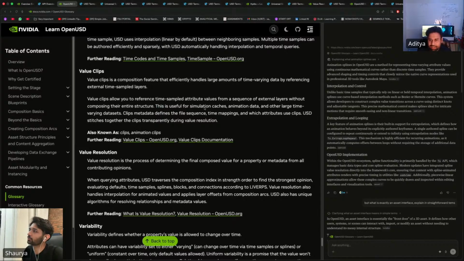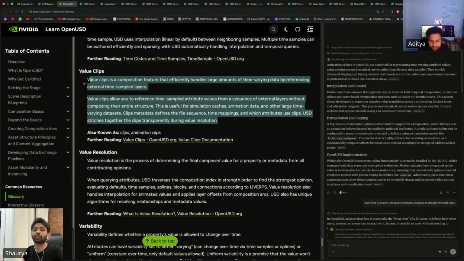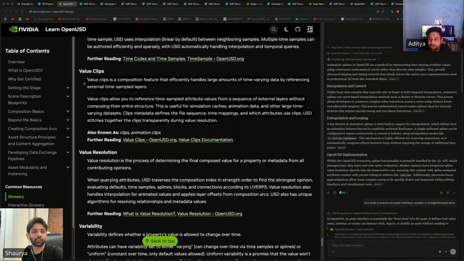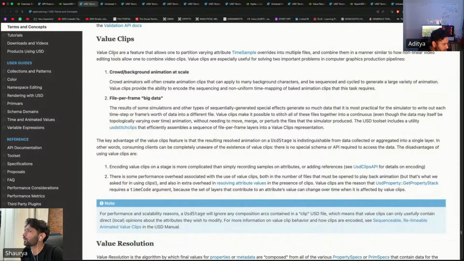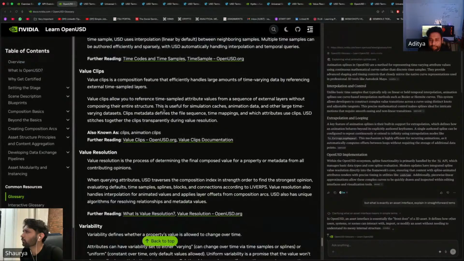Whoever wrote this documentation, he did it purposefully. I think if we go deeper into value clips on openusd.org, we might be able to find more info about it. Yeah, I'm just trying to complete this first.